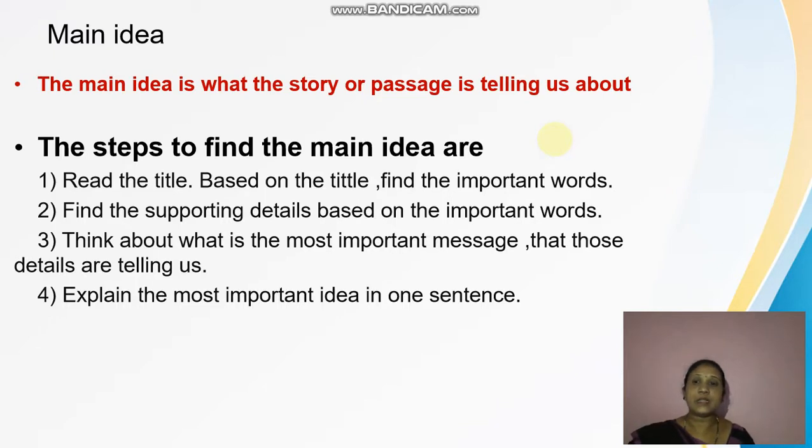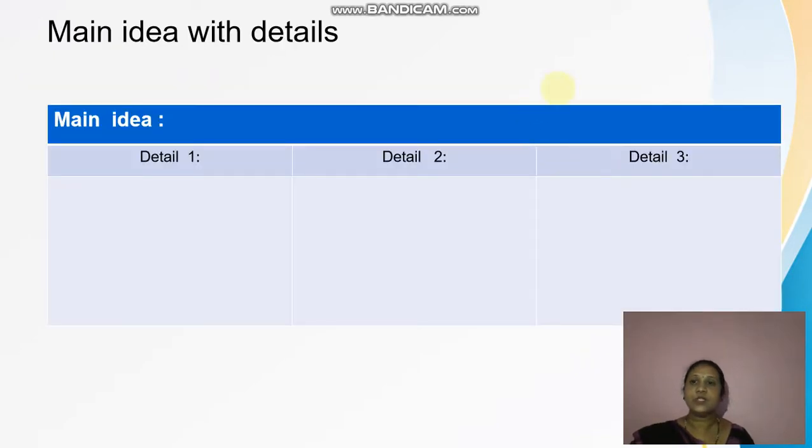The third step is think about what is the most important message that those details are telling us. The last step is explain the most important idea in one sentence. So you have to explain the important idea in one sentence. To write the main idea, we will follow the table. So this is the main idea table. You have to read the stories and fill the main idea table. Now let us see with the example.